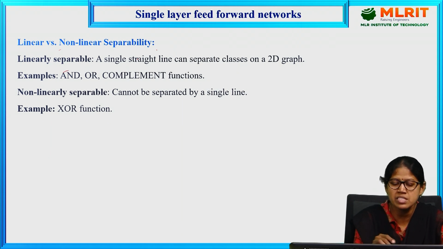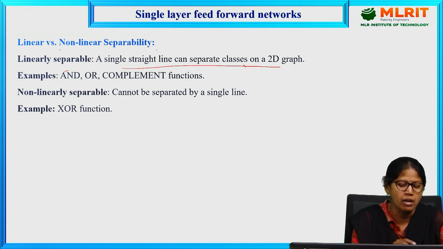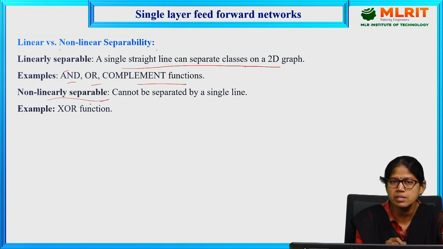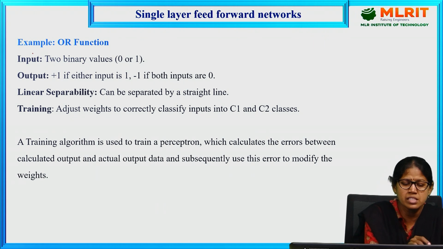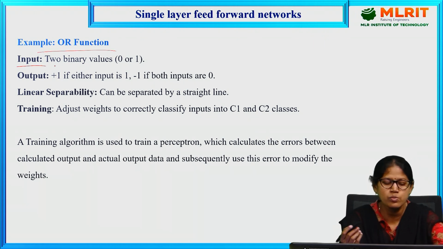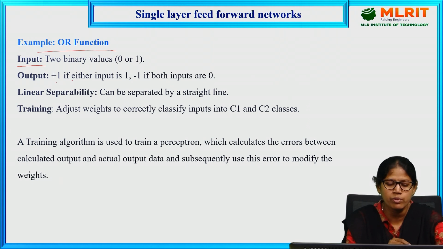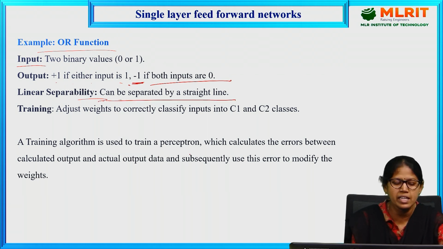Linearly separable means a single straight line can separate classes on a 2D graph. Examples are AND, OR, and complement functions. Non-linearly separable means it cannot be separated by a single line, that is the XOR function. Let's see one example, the OR function. The input is two binary values, 1 and 0; the output is +1 if either input is 1, and -1 if both inputs are 0. Linear separability means it can be separated by a straight line.